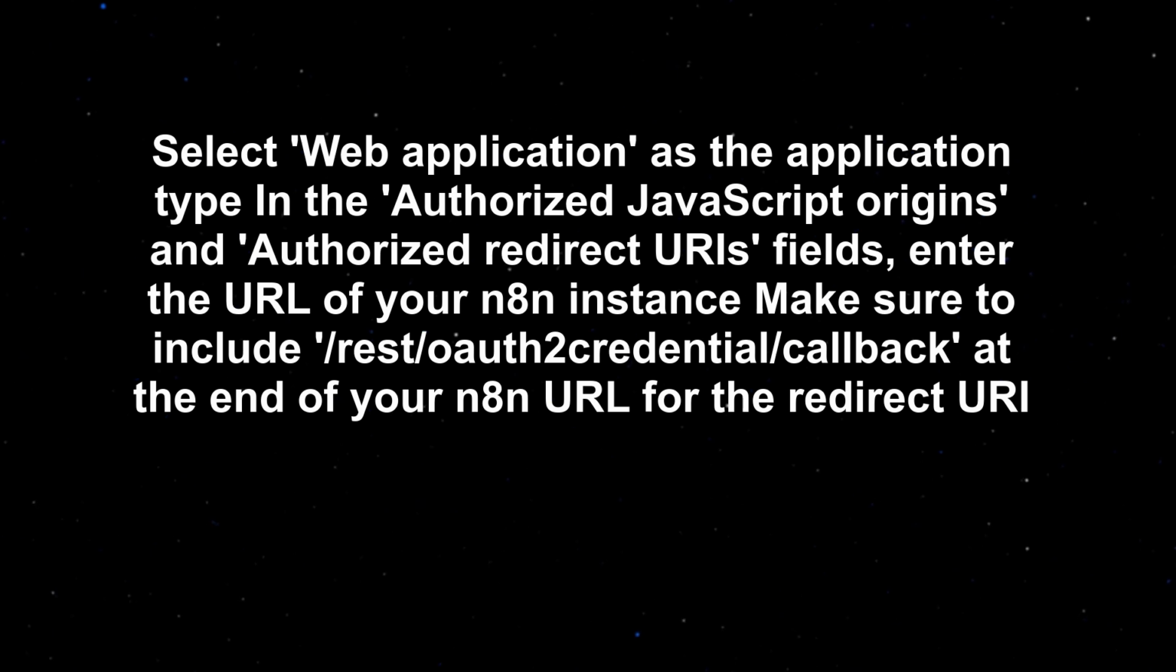Select Web Application as the application type. In the Authorized JavaScript Origins and Authorized Redirect URLs fields, enter the URL of your n8n instance. Make sure to include rest/oauth2-credential/callback at the end of your n8n URL for the redirect URI.